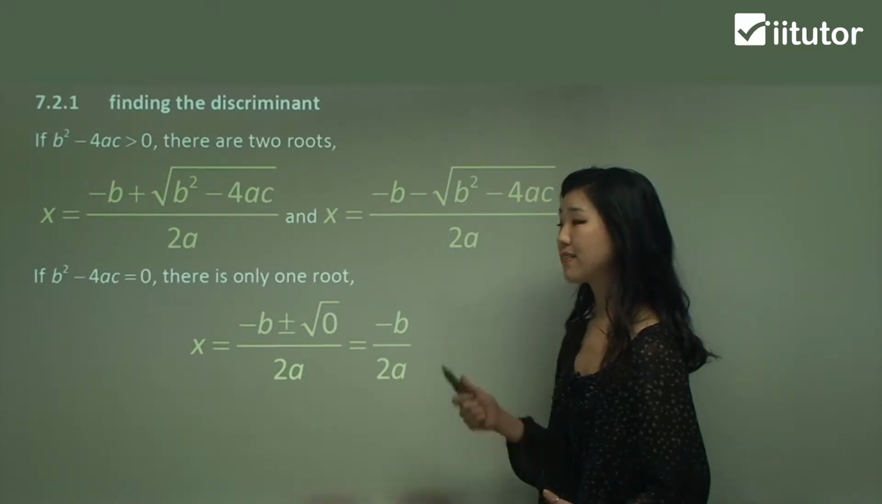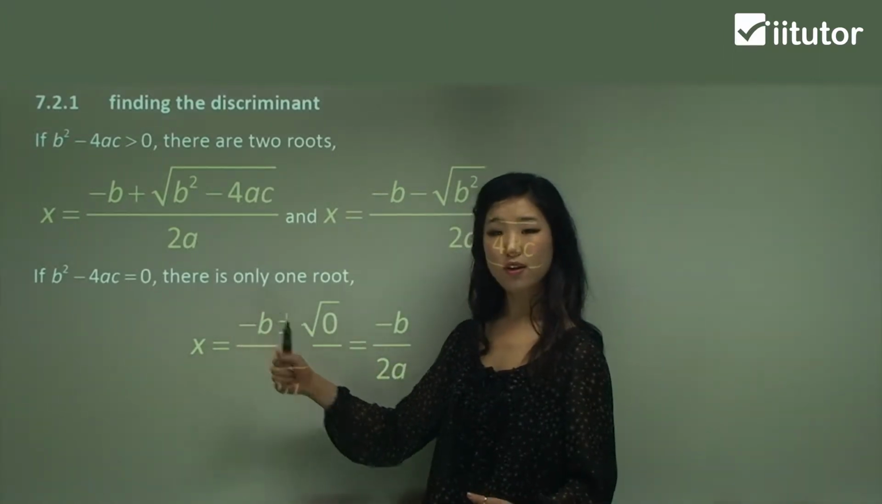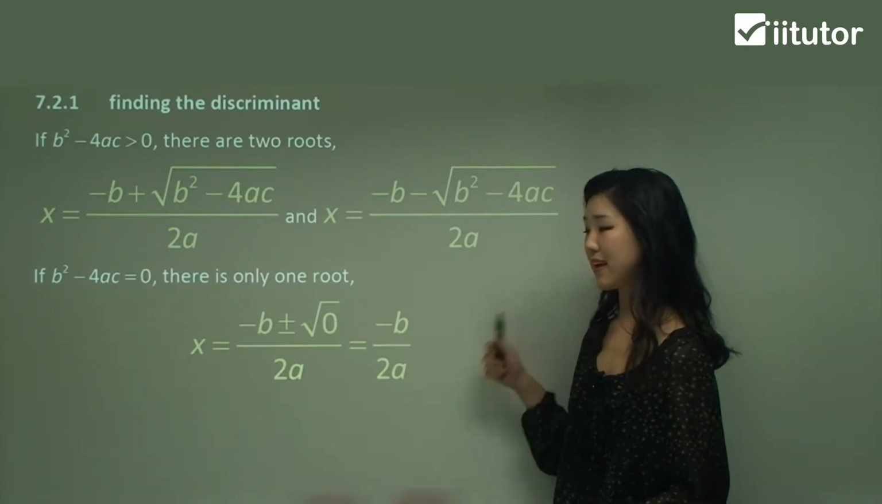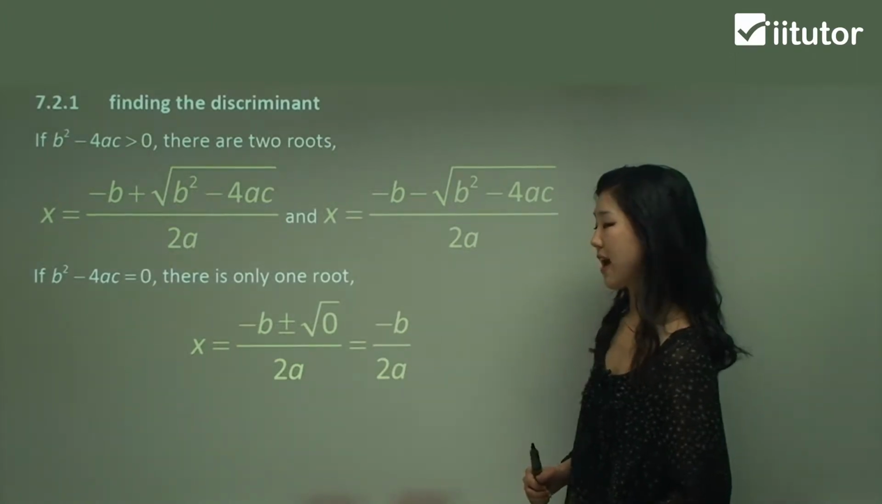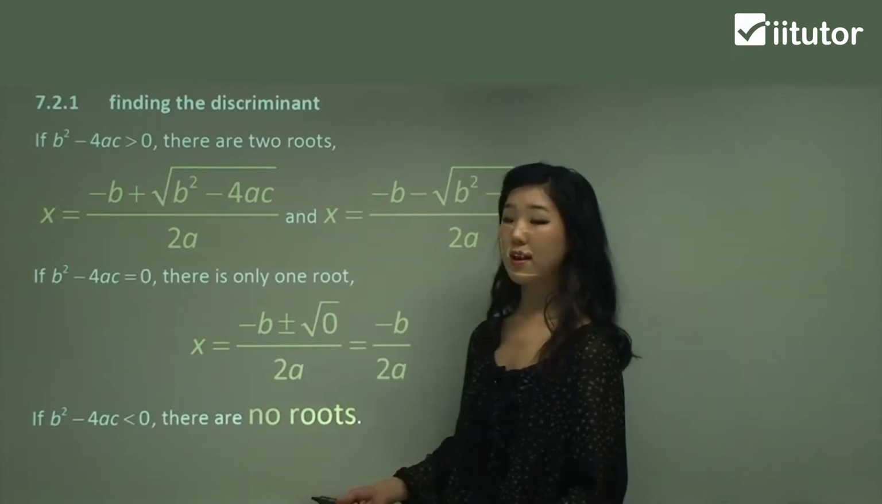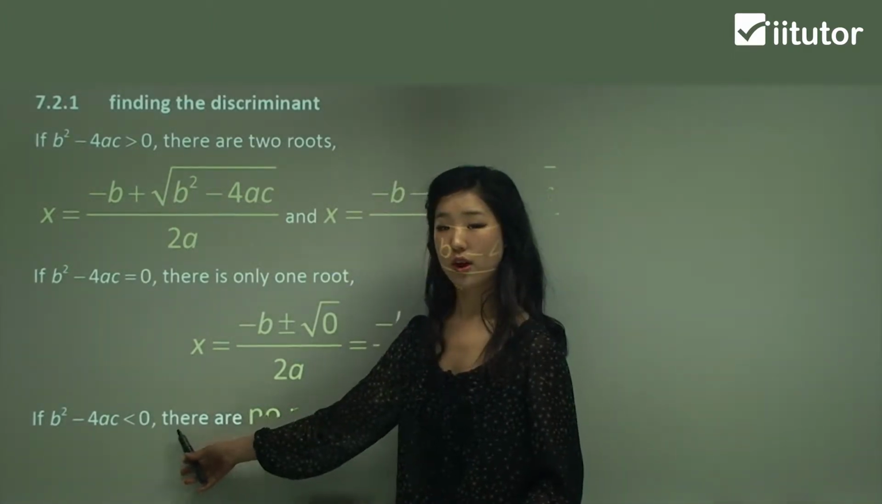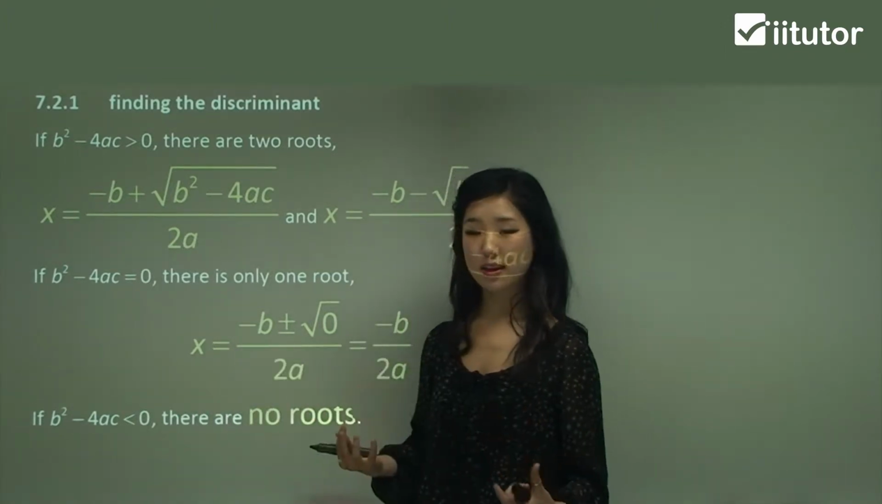So you can say, as soon as you see that the discriminant is 0, you can just say that there's only going to be one root. Alright? So that's the second case. Now the final case is when we have b squared minus 4ac, the discriminant, is less than 0. Okay, if it's less than 0, that means it's a negative number.